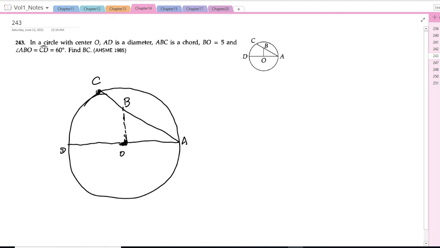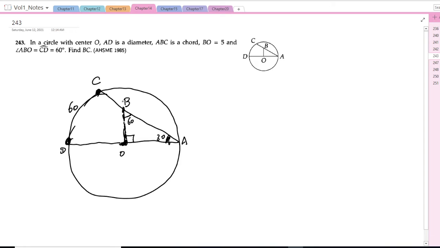ABO. So CD, this arc is 60, right? So we know this angle is 30. Then ABO is also 60, right? Okay, so you know arc CD is 60. The inscribed angle DAC is 30 degrees, and this one is 60, so you know this is 90 degrees.